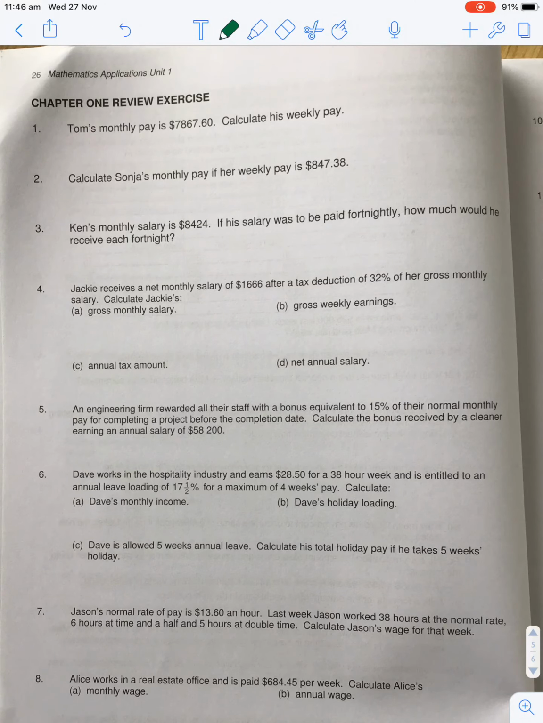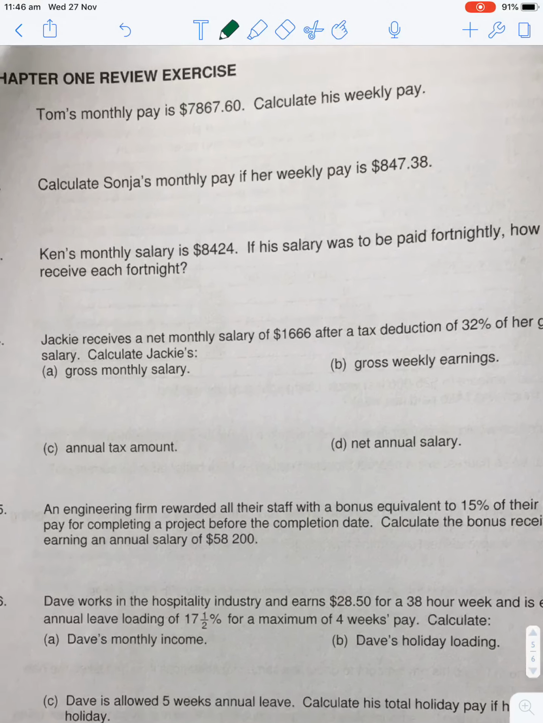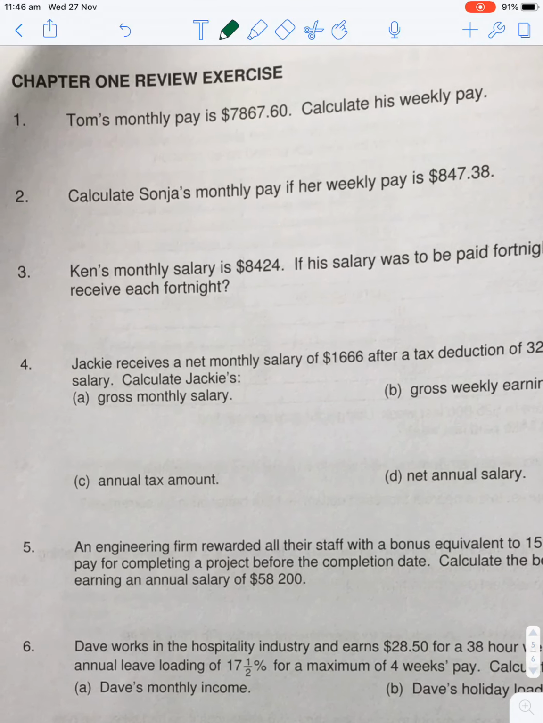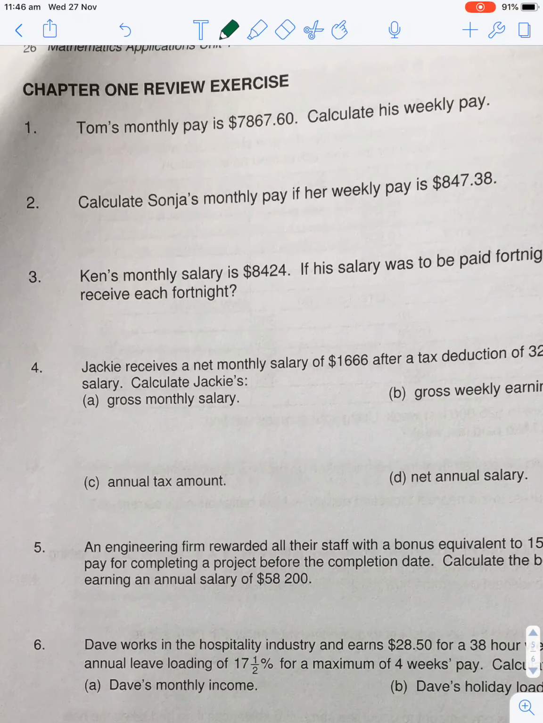Okay, so this is the Chapter 1 review exercises from the club textbook, looking at earnings. So the first question, Tom's monthly pay is $7,867.60. Calculate his weekly pay.